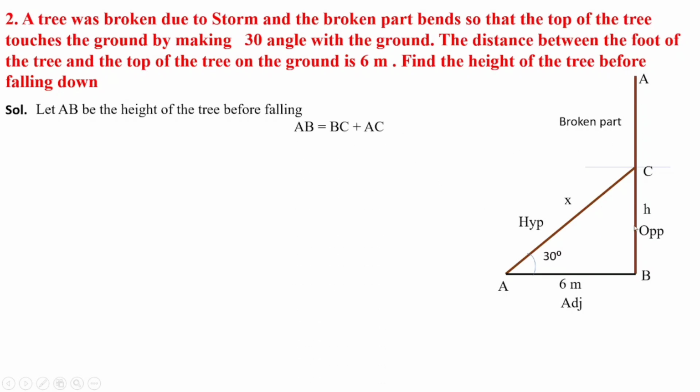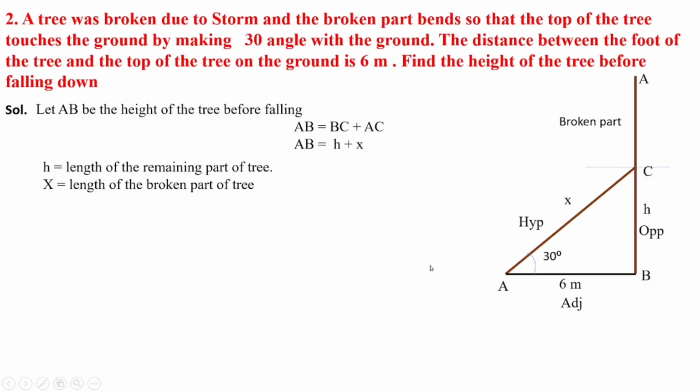Next, AB: I can write it as BC plus AC, and BC is nothing but H and AC is nothing but X. So the total height of the tree is H plus X. Now I need to find the value of X and H. What is H here? H is the height of the remaining part of the tree after it broke. X is the length of the broken part of the tree.